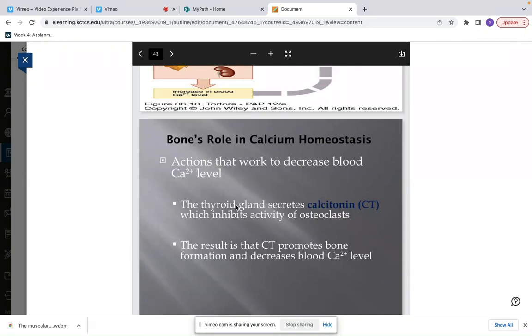So calcitonin inhibits the osteoclast activity. I'm going to say that again. Calcitonin works to tone down the blood calcium levels, and it does this by inhibiting osteoclast activity. The result is that calcitonin promotes bone formation and decreases blood calcium levels.